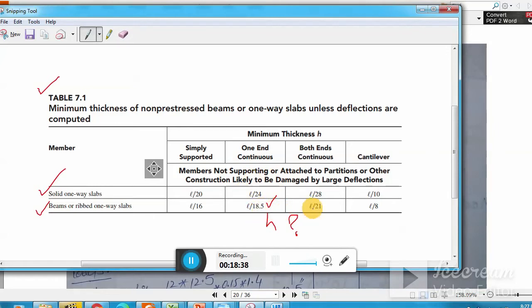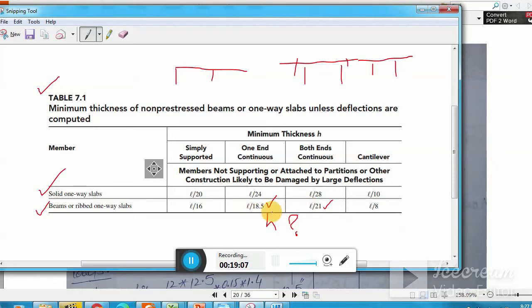Because remember, when one end of the beam is continuous, we use this one. If we have two ends continuous, remember, we have a beam which passes more than two supports. So here this end is also continuous and this end is also continuous. Then we use this L by 21, as well as we use 18.5. We use both of these two, and we select the major or the larger value of these two.